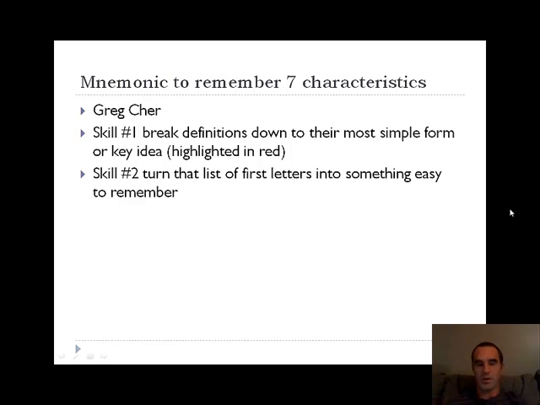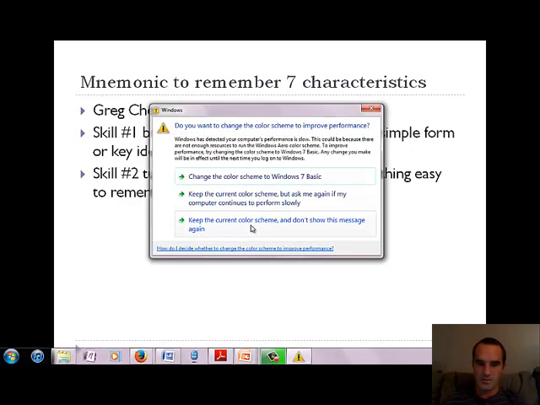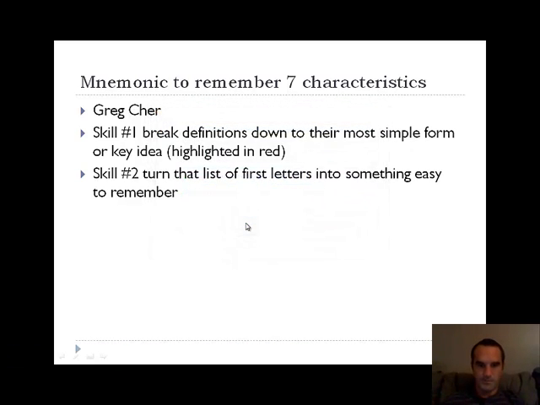Let's go back to this one. So the next skill is turn them into something easy to remember. So what I've done is taken this word, Greg chair. So you could turn that into a visual. You could picture somebody named Greg sitting in a chair. That's going to be your way to remember the 7 characteristics.